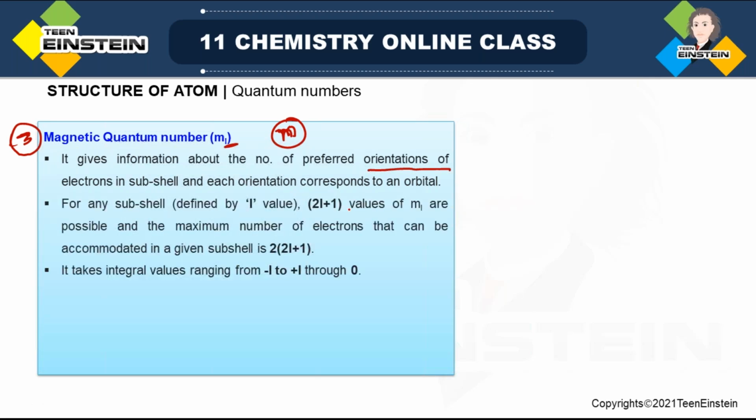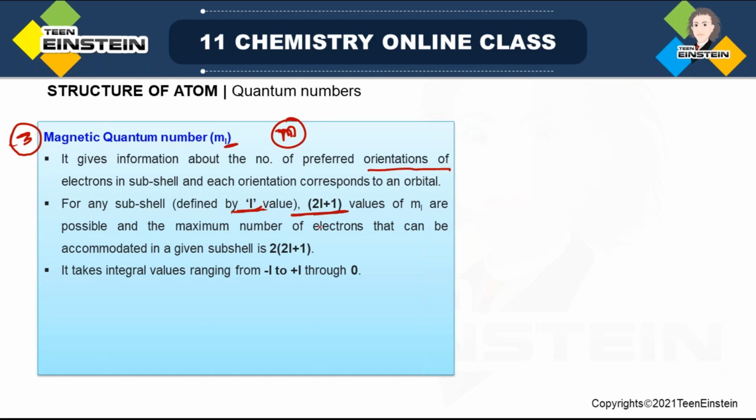So for any subshell, we know it is denoted by small l. For any subshell, how many orientations are possible? That is actually the possible number of ml. So 2l plus 1, these are the possible values of ml. If you know the value of small l, suppose for s orbital it is 0, so it is 2 into 0 plus 1, that means it is simply 1. So the ml value will be 1.